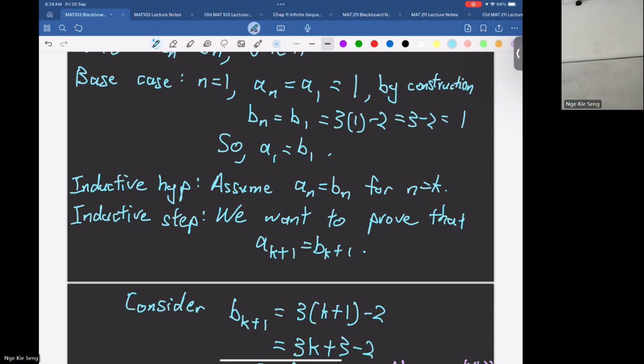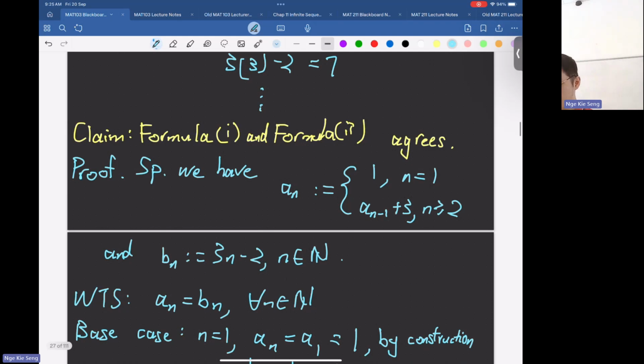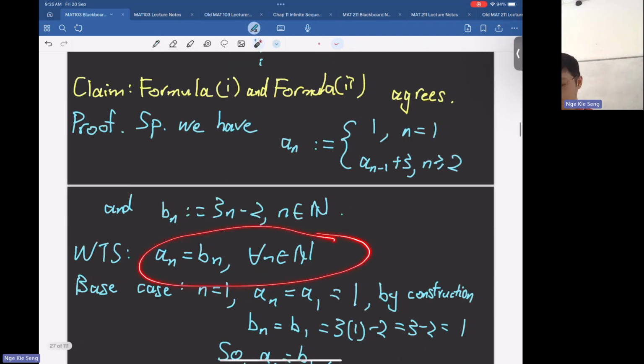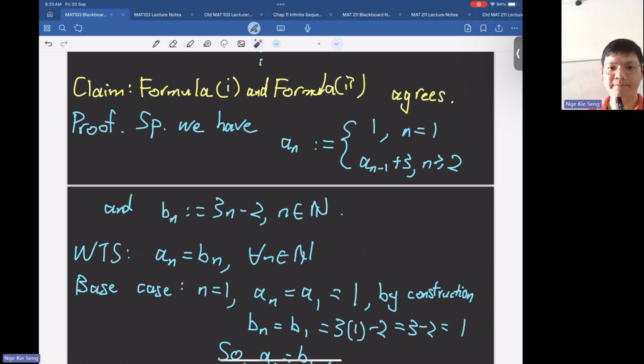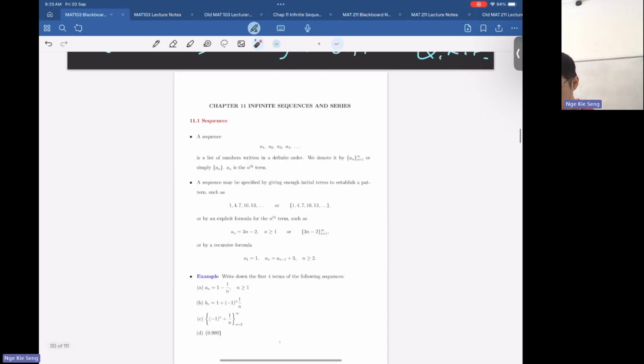So inductive proof is a very important tool in mathematics because you can show something for infinitely many terms. Natural numbers, many of them. Whenever you want to show something is true for infinitely many natural numbers, you need to use the inductive step. Any question before we proceed? If not, let's continue.